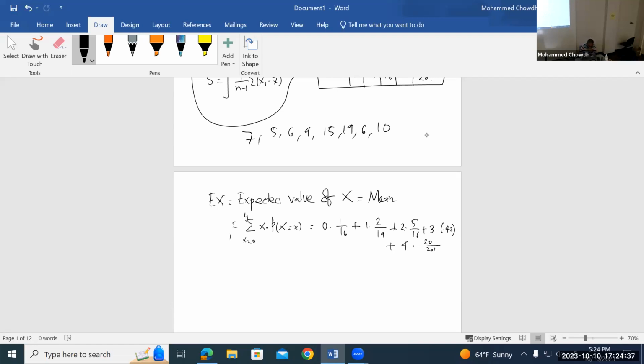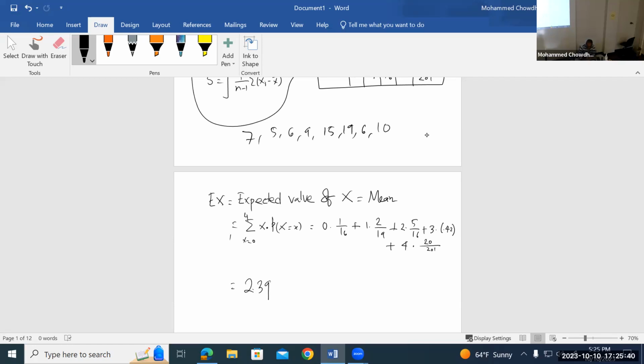Right. So can any one of you tell me what this value is? 2 over 19 plus 10 over 16 plus 3 times 0.42 plus 4 times 20 over 201. It's 2.39. This is the expected value.